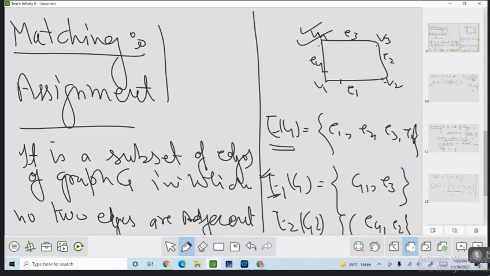So you have to find the maximal independent set. What do you mean by maximal independent set? An independent set where, if we add any vertex into the independent set, the independence will be lost.